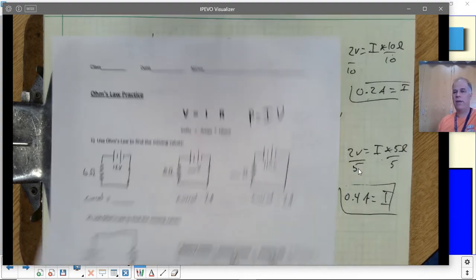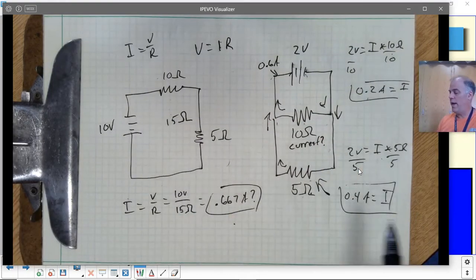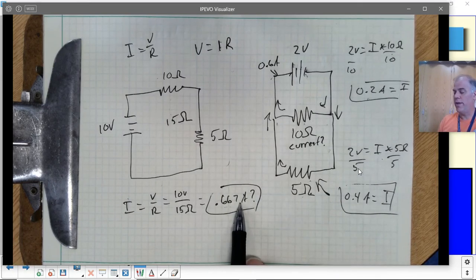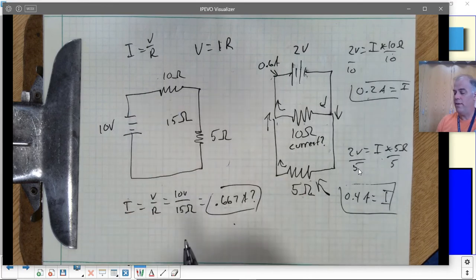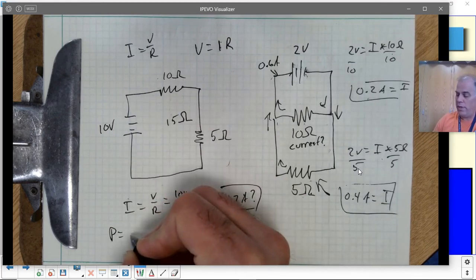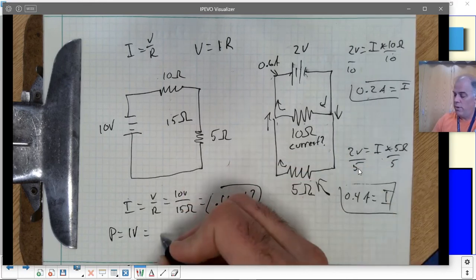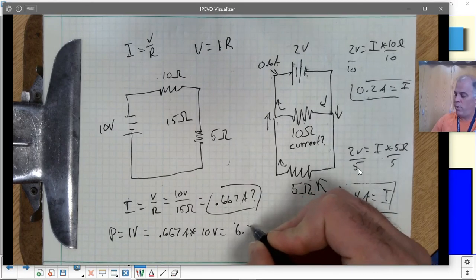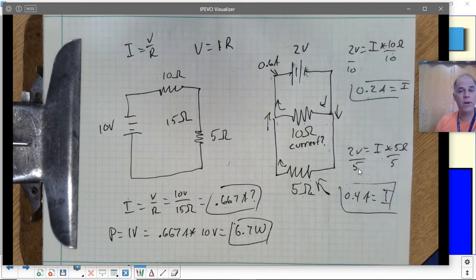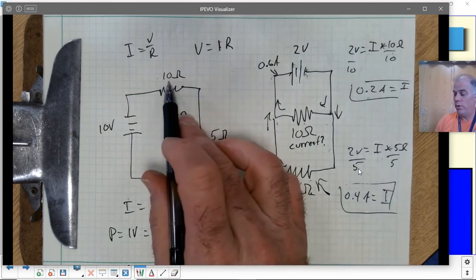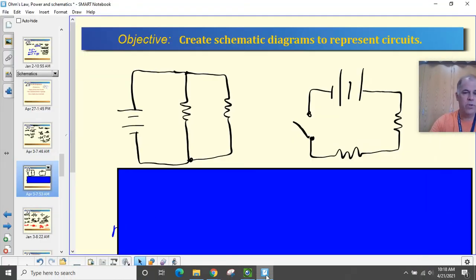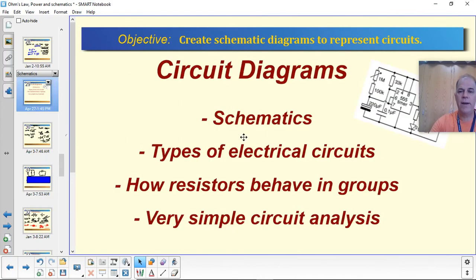So let's go back to this one right here. Suppose we have this one we just figured out that is 0.667 amps, so we're going to assume that's true, and 10 volts is driving it. So to figure out the power for this one, we do P equals IV, which equals 0.667 amps times the 10 volts, which is 6.7 watts of power. So if this was a light bulb, or if these were light bulbs, they would be putting out a total of 6.7 watts.